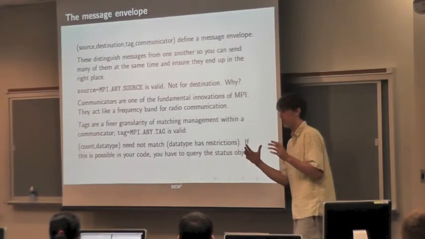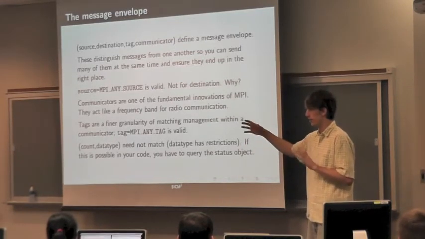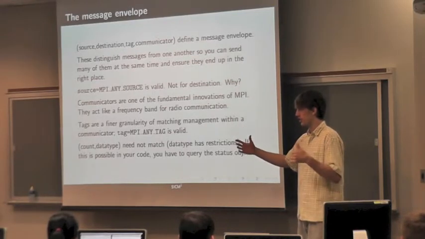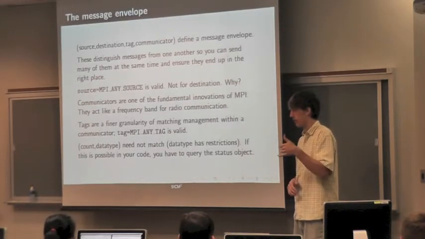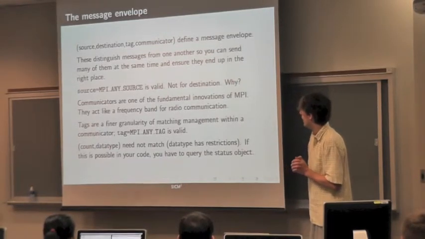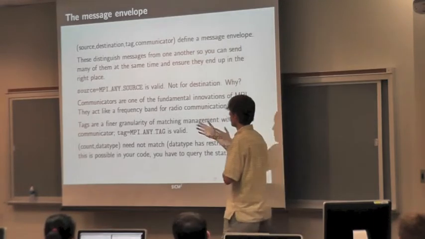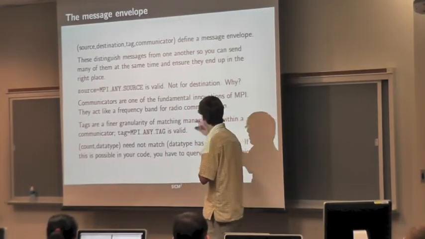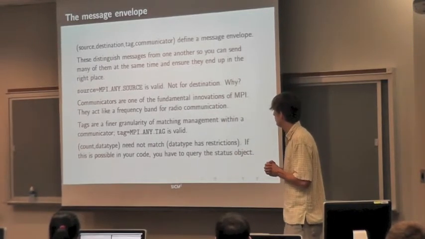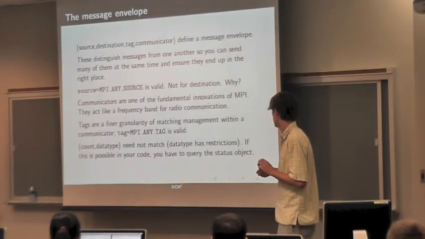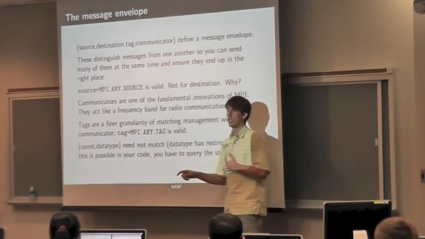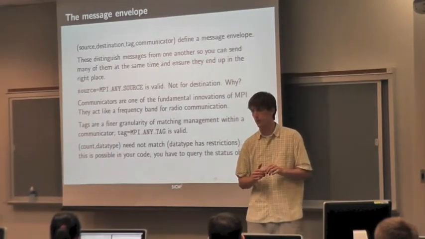So in a message envelope, you have to match, and you can match with wildcards like any tag and any source. But if you don't match, you're just sitting on the phone, and the phone is ringing forever, and your program deadlocked. So it's important to understand that these envelopes have to line up. Like I said, you can pick up the phone when anyone's calling, but there's no such thing as any destination. It just makes no sense. The important thing is that count and data type are not in the message envelope. You do not have to match those.